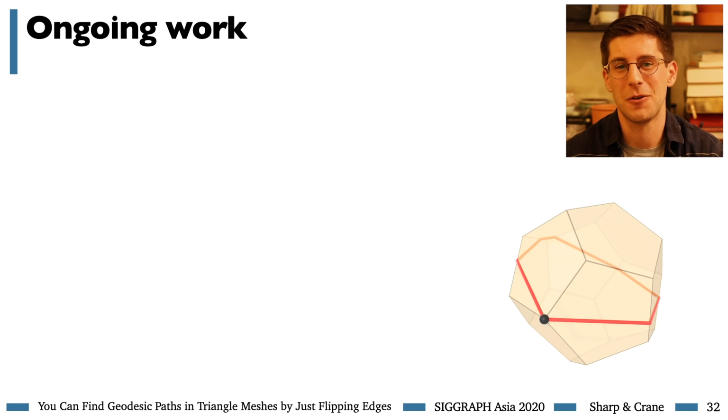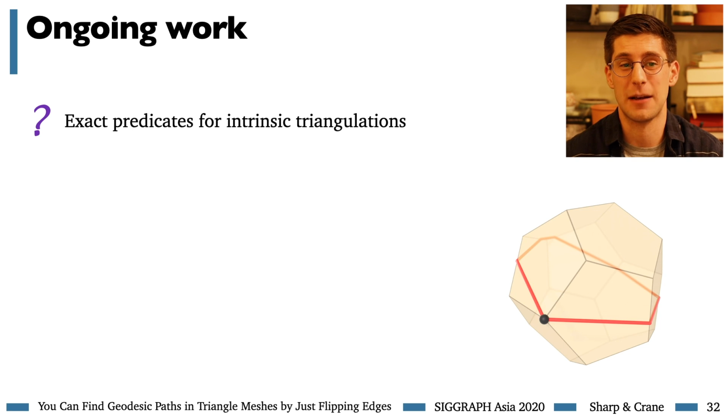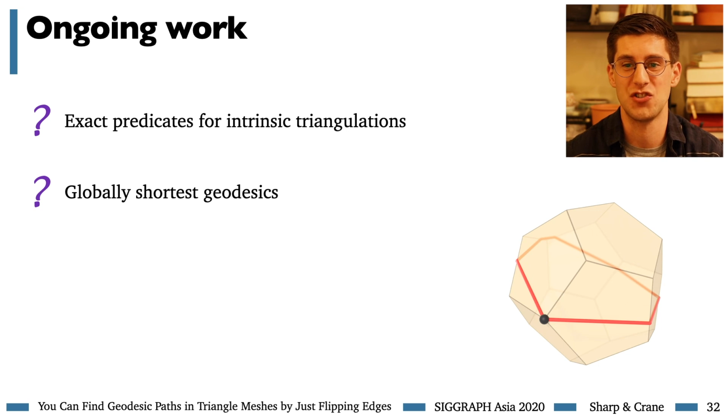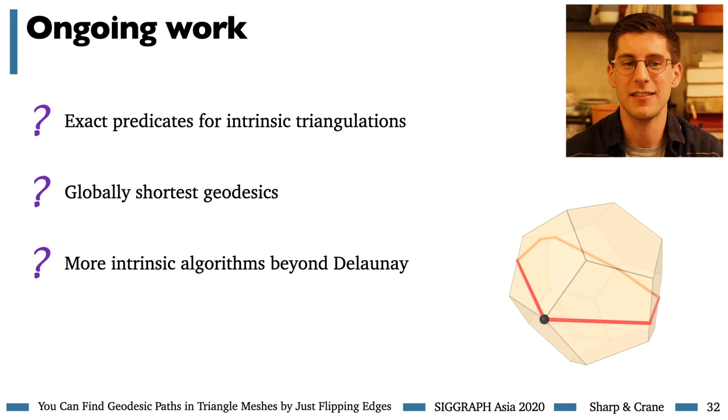There's still a lot to explore. In particular, we'd hope to use exact predicates to yield further robustness guarantees, as well as adapting the algorithm to shortest geodesics. From a higher level, we've shown that it's possible to use intrinsic triangulations to lift classical geometry routines from the plane onto surfaces, and I'm optimistic to continue that line of research.